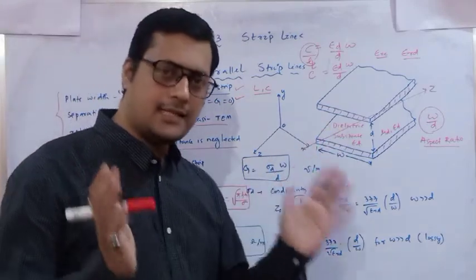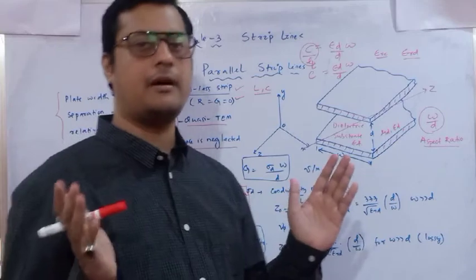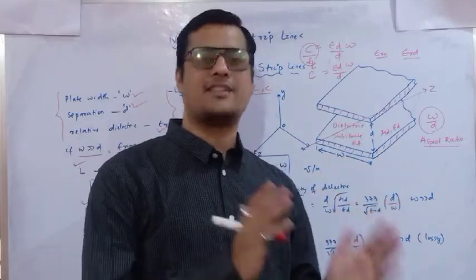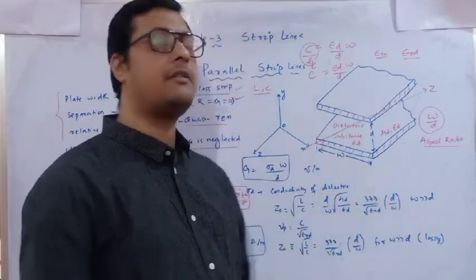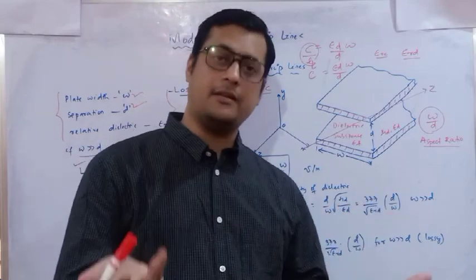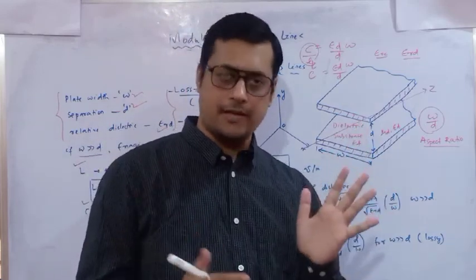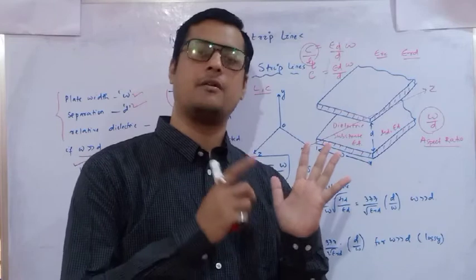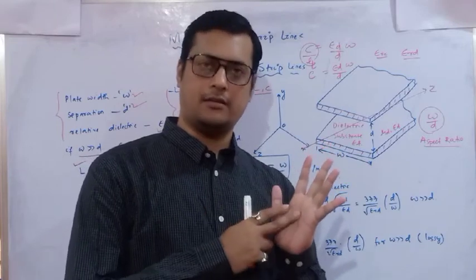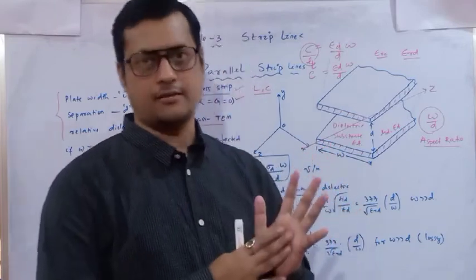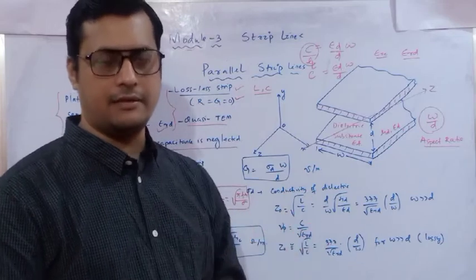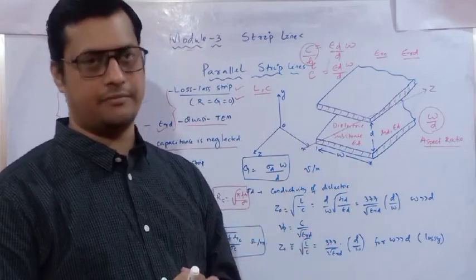So these are the distributive RLGC parameters for a strip line, and with the help of that you can identify the parameters for a certain transmission line. What are the parameters? Characteristic impedance, velocity, attenuation constant, then the phase constant, and the guided wavelength. All those parameters can be identified.